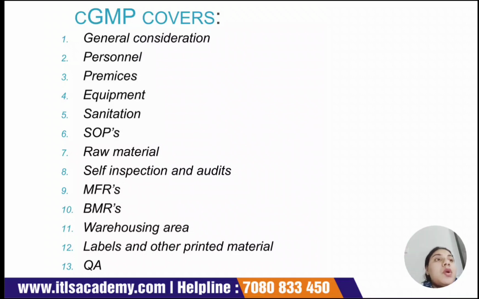So what does CGMP cover in any industry? The first is general consideration: personnel, premises, equipment, sanitization, COPs, raw materials, self-inspection and audit, MFRs, BMRs, warehouse area, labels and other printed materials, and QA. So CGMP refers to everything, starting from personnel to raw materials to equipment and everything.